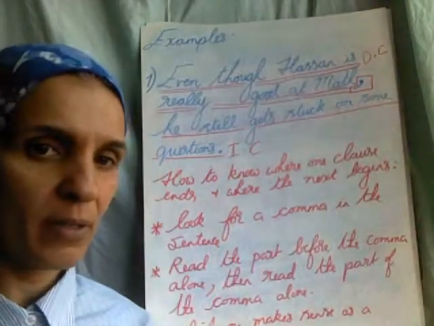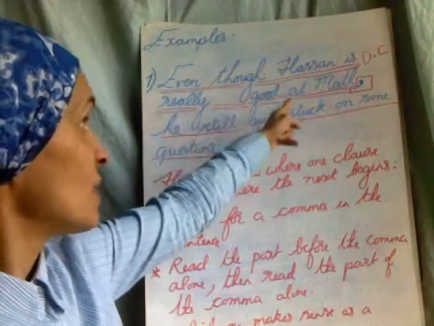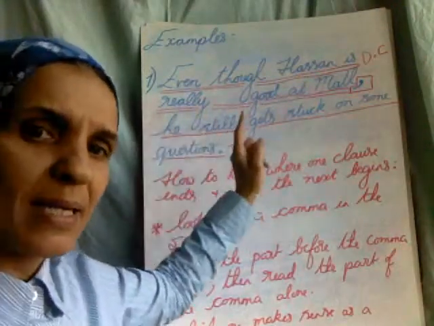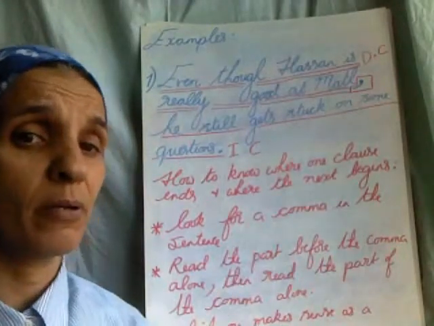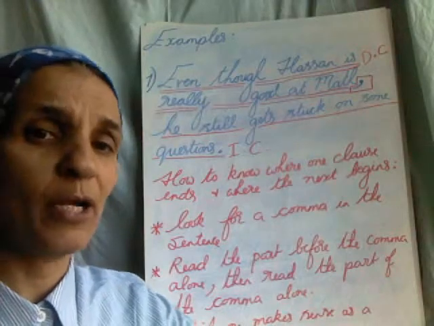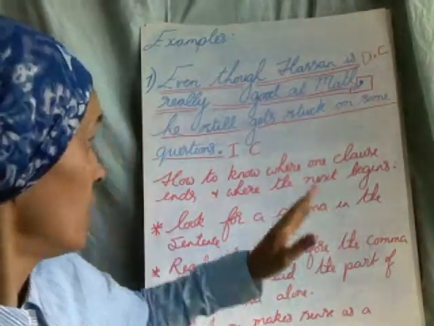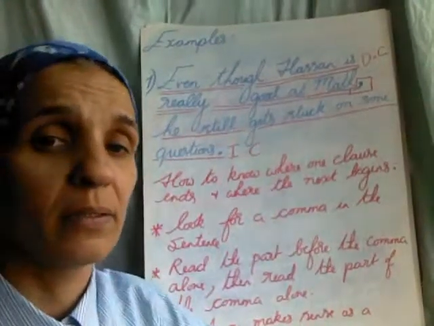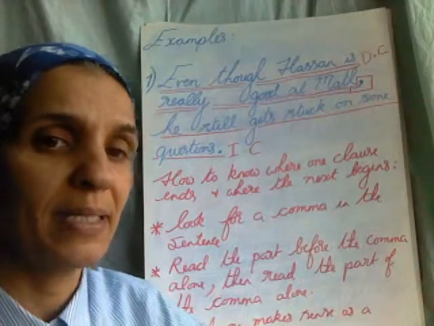Let's read the sentence together. Even though Hassan is really good at math, he still gets stuck on some questions. This is a really long sentence, and this sentence is a complex sentence. It's not a compound sentence, and it has a dependent clause and it has an independent clause.